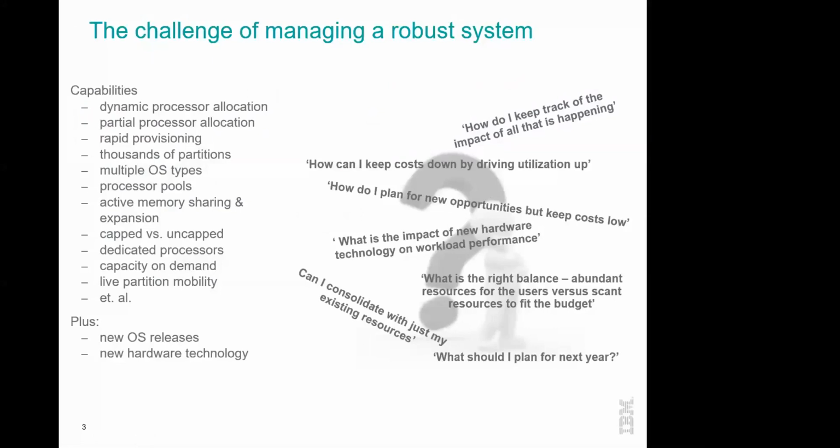So the answers are given on the right side. On the left side, you see how you can do it, the capabilities: dynamic processor allocation, partial processor allocation, rapid provisioning, thousands of partitions, multi-OS, processor pools, active memory sharing, expansions, capped versus uncapped, dedicated processors, capacity on demand, live partition mobility, etc., and new releases and new hardware.